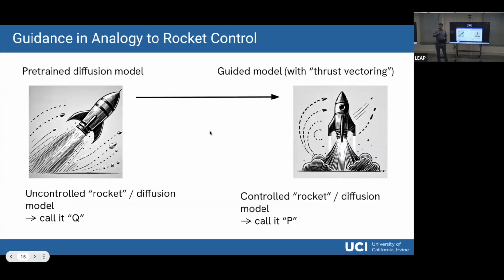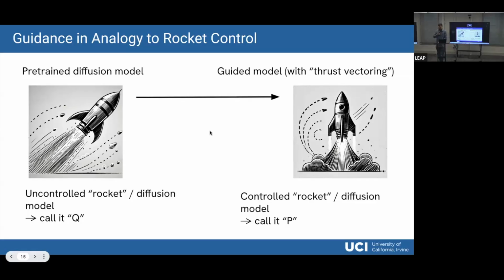And we want to essentially do the equivalent of thrust vectoring over the trajectory of the diffusion process to ultimately get a generative model that achieves our final terminal goals in a much better way than if you just do the naive thing, right? And to find a mathematical notation for that, it is as follows. I will think of the uncontrolled diffusion process, or the uncontrolled rocket, and I will call that Q, capital Q, right? That's my stochastic process. And my guided process, or controlled process, I will call P.